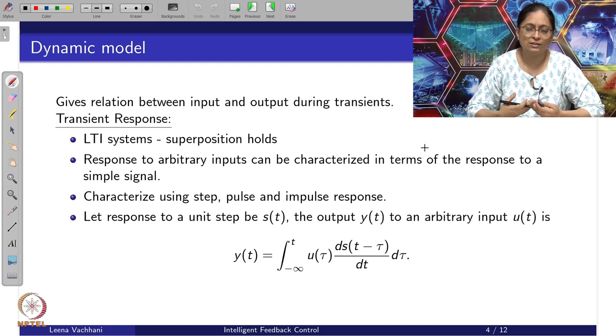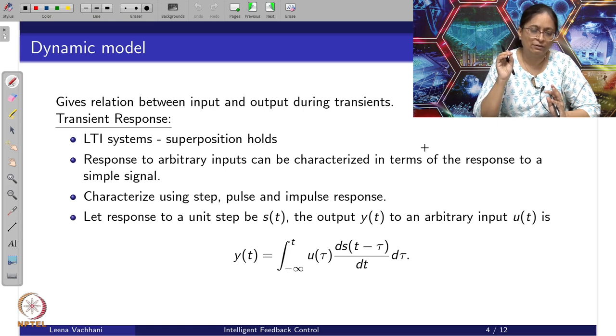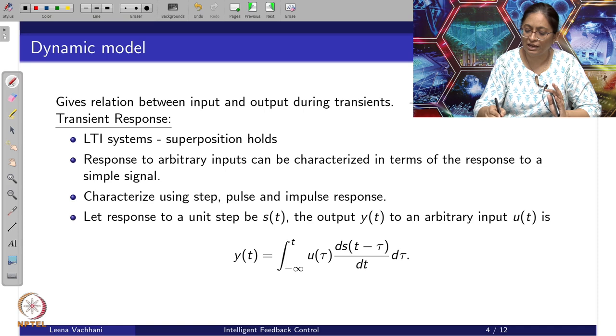This Fourier series is nothing but telling us that any band limited signal can be represented as a constant or a step input, and a series of frequencies and their harmonics. So this arbitrary input that we are applying can be represented in terms of the response of certain simple signals. For example, I have some arbitrary signal applied as an input to the control system.